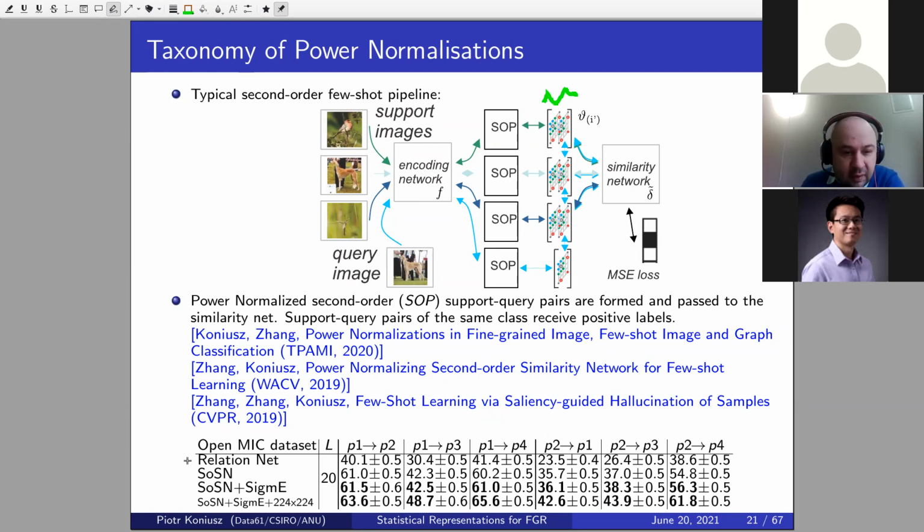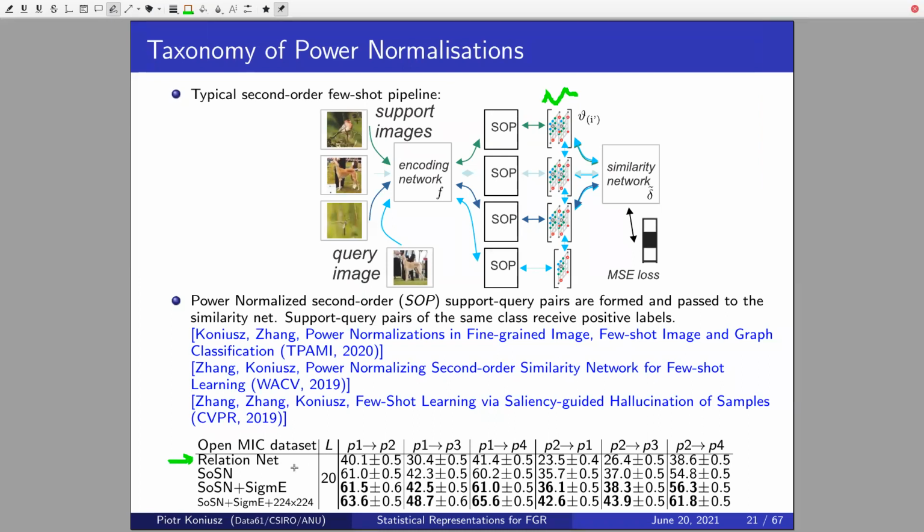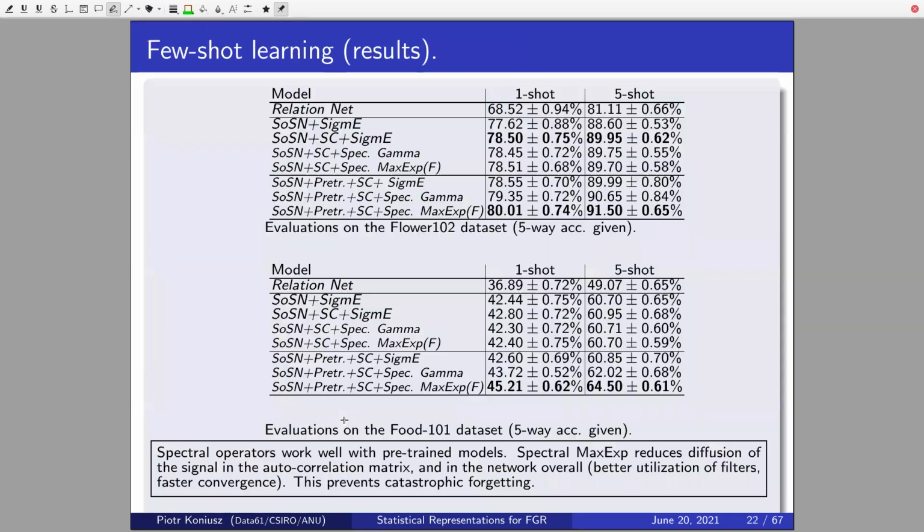And over here are results. RelationNet is a first-order network. SOSN is a second-order network, and this is fine-grained image OpenMIC. So from the results, it's clear that the boost is quite visible the moment we go from first to second-order statistics. And then as we increase the resolution of images, again, there's a further boost. The same can be observed on other fine-grained recognition datasets, so on Flower 102, Food 101.